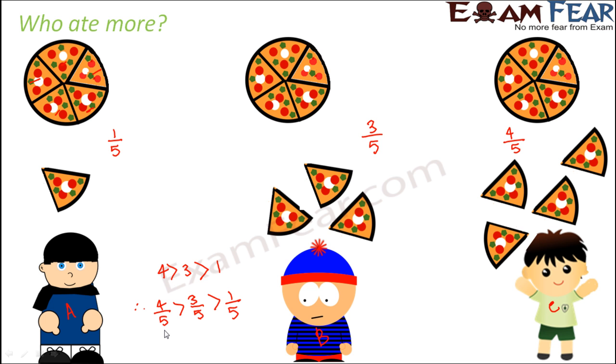So that means we can say that 4 by 5 is greater than 3 by 5 is greater than 1 by 5. So that means we can say that C ate maximum and A ate minimum.